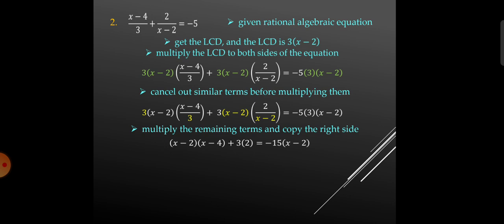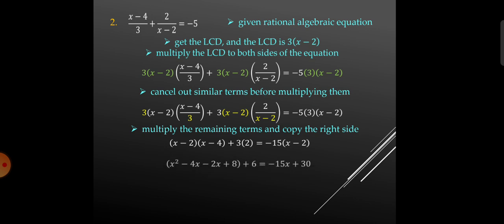So, ato i-multiply. Ang nabilin sa left side, primerong fraction, na-cancel naman ang duha ka 3. Nabilin ang x minus 4, wala na ang denominator. Then plus 3, ang duha ka x minus 2 na-cancel na. Ang nabilin, 3 times 2 na lang, equals, kopyahon ang nasa right side. But before copying, pwede nimo siya i-multiply daan. Negative 5 times 3, negative 15. Then copy x minus 2.